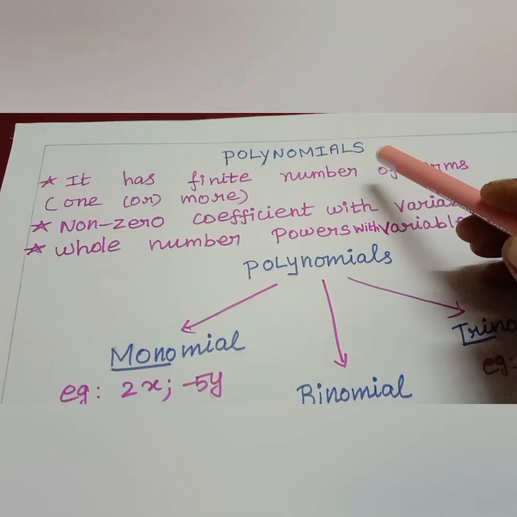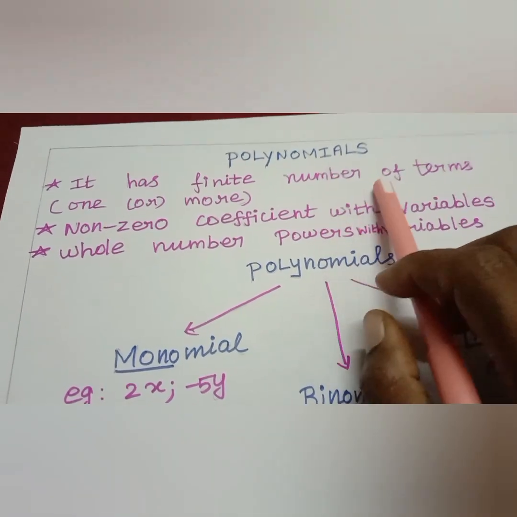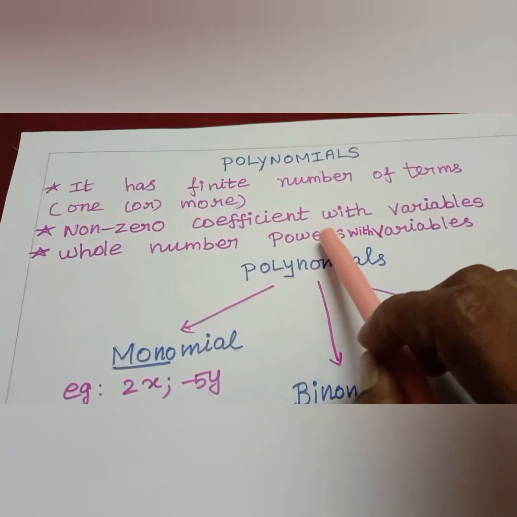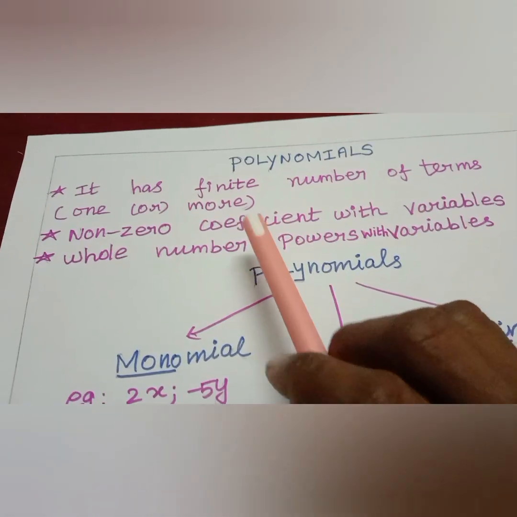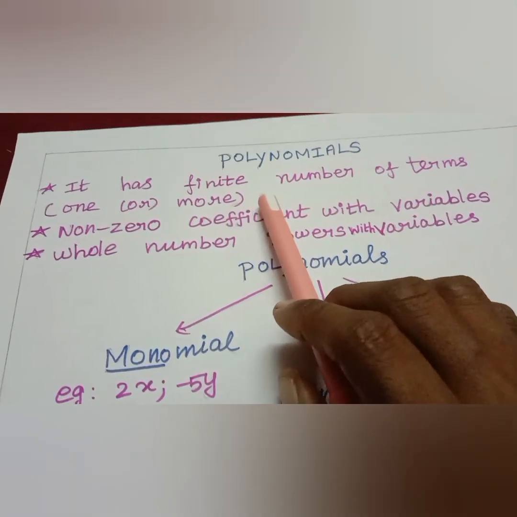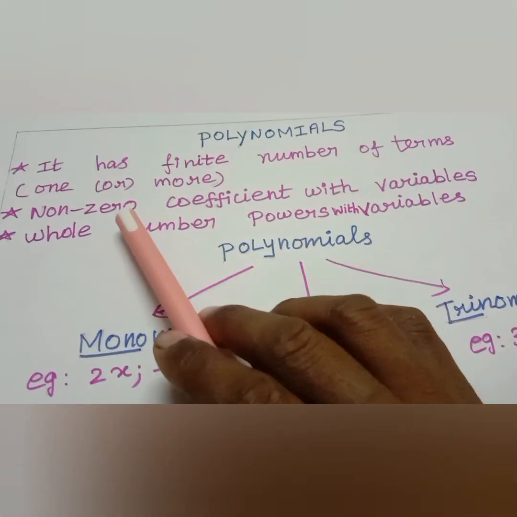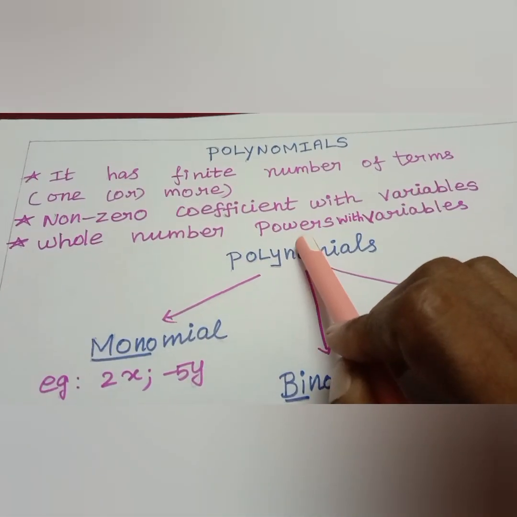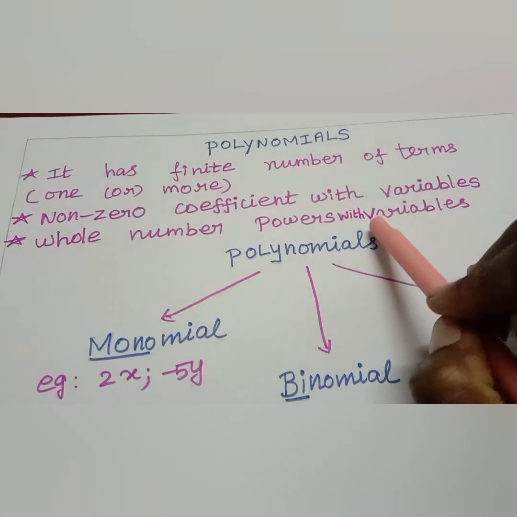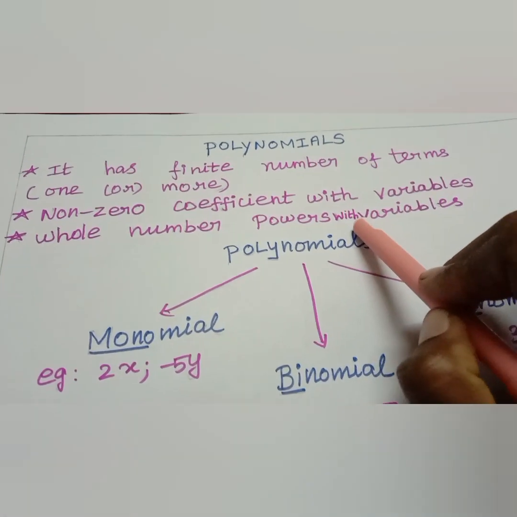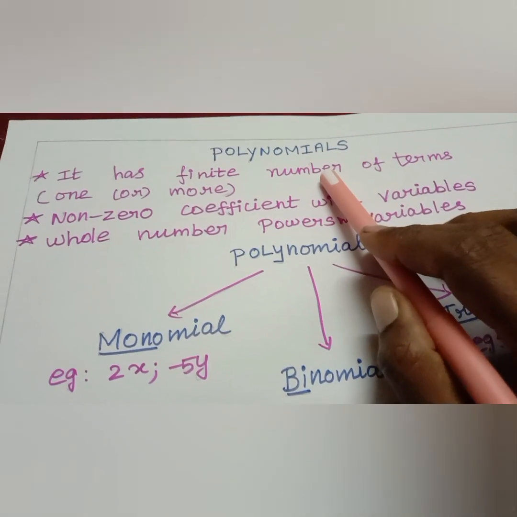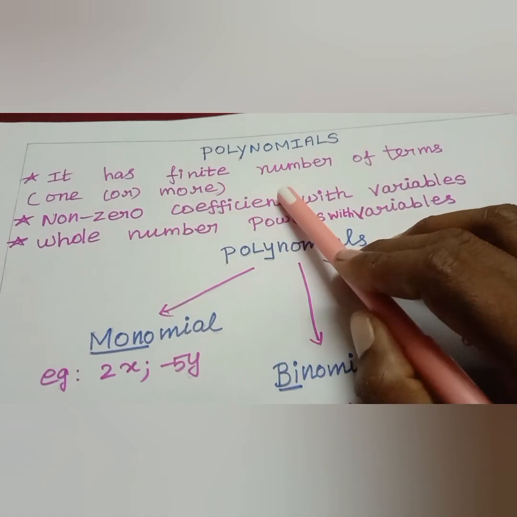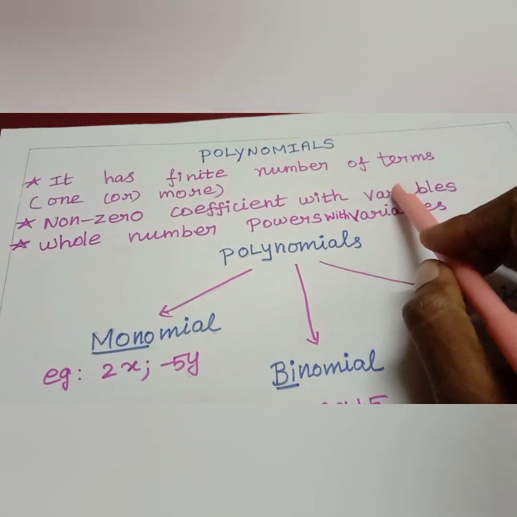Next one, polynomials. An expression that has a finite number of terms, one or more with non-zero coefficients, and variables with whole number powers is known as a polynomial. The first condition: it has a finite number of terms, countable, like 1 term, 2 terms, 3 terms. Second point: non-zero coefficients, only numbers. The third one: whole number powers with variables. The exponent of the variable must be a whole number. So these three conditions are very important.